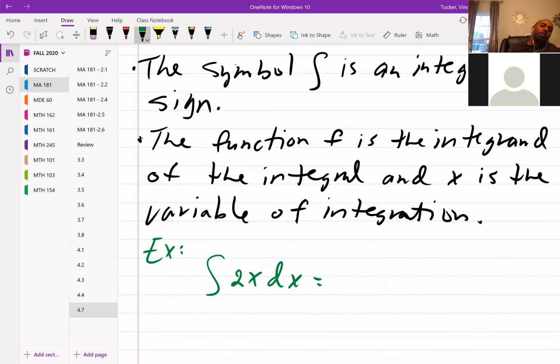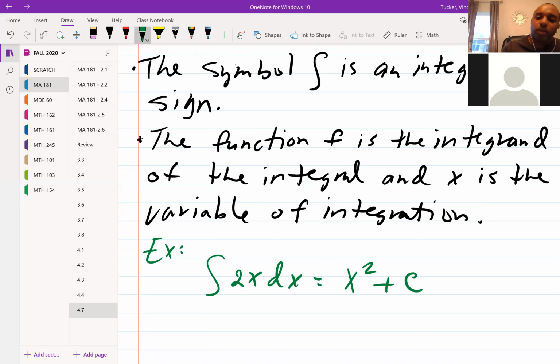So if you were taking, well, they wouldn't have to ask you. All they could say is find, and they expect you to know the symbolism. So this is the integral of 2x with respect to x. That'll just be x squared plus c.